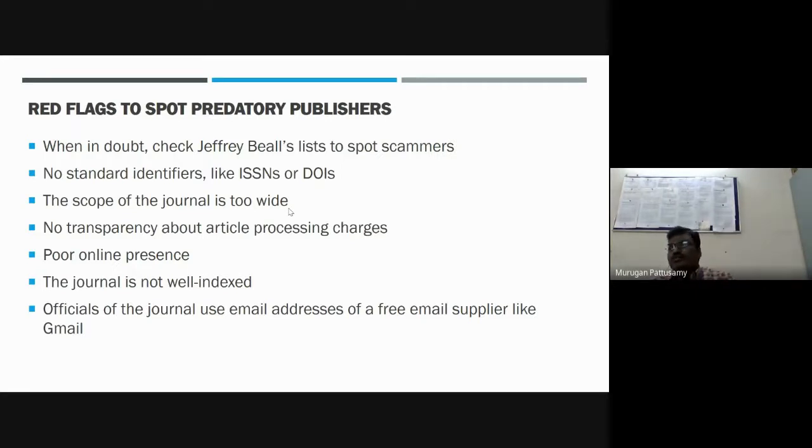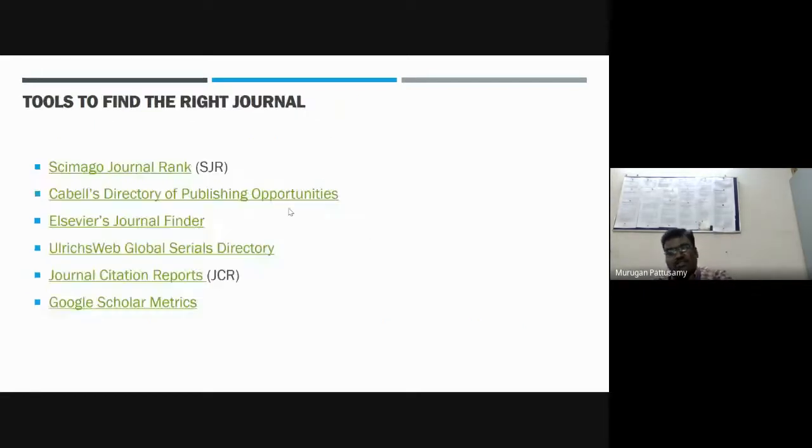So these are a few red flags to spot predatory publishers or predatory journals. And if you want to select the right journal for your paper publication, there are some links I have given here. Please go through them. You will get some idea about how to spot the right journal for your paper.